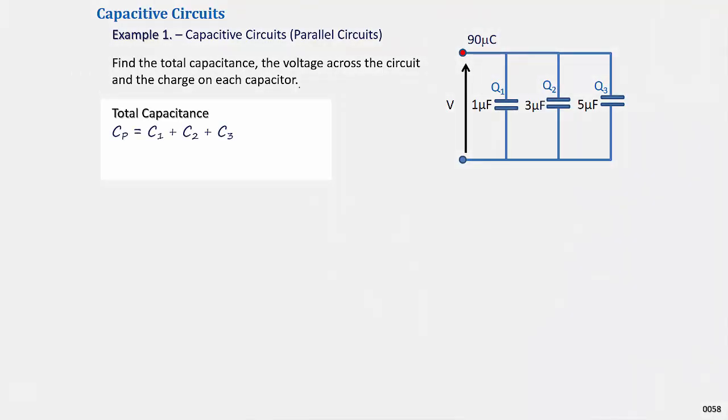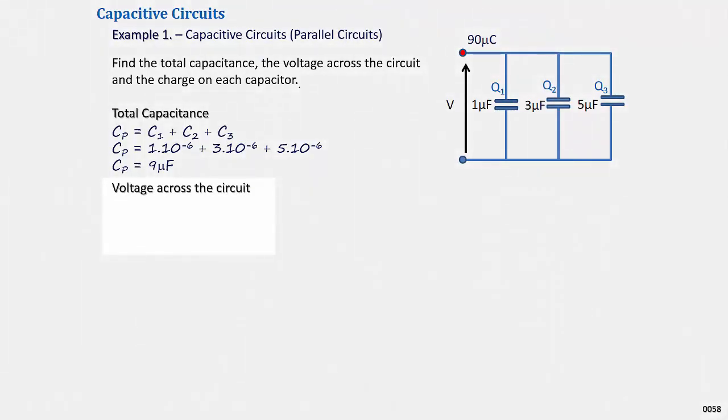The total capacitance of a parallel connected circuit is the sum of all the individual capacitors. Substituting the values, Cp equals 1 times 10 to the power minus 6 plus 3 times 10 to the power minus 6 plus 5 times 10 to the power minus 6, which equals 9 microfarads.